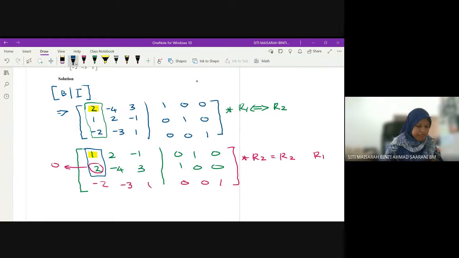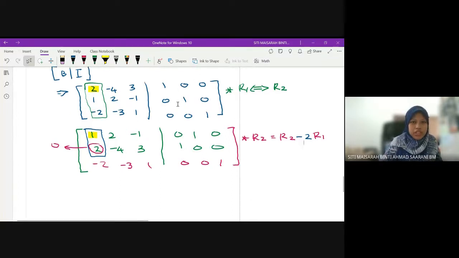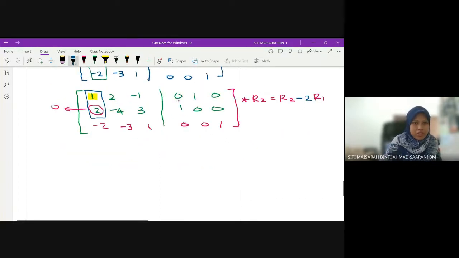Okay, and then tengok, nombor dia 1 and 2. So row 1 kena darab dengan, we are going to multiply row 1 with 2. Baru dia jadi kosong lah. Okay. So then row 1 salin sebab dia takkan berubah dah. Salin. Okay, now kita change row 2. Row 2, the first one, by using row 2 minus 2R1, it becomes 0.